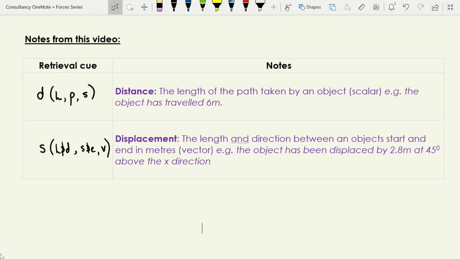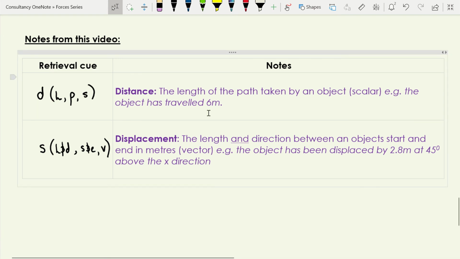So we've got our cues to help us retrieve that information in the future, which will be key to building this information into our long-term memories, which is what we're after here, because we use this in physics quite a lot.